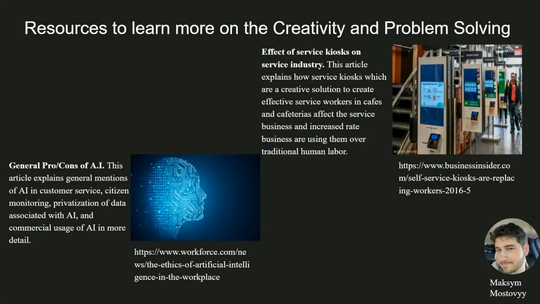All right, what are some resources that, if you want to look into this yourself, you can find out the effects of all these creative solutions I mentioned earlier. For one, AI. This link that's going to be in the resources at the end will tell you more about the couple of things I just mentioned. This article explains general mentions of AI in customer service, citizen monitoring, and privatization of data associated with AI, such as training data and validation data, and the commercial use of AI in more detail.